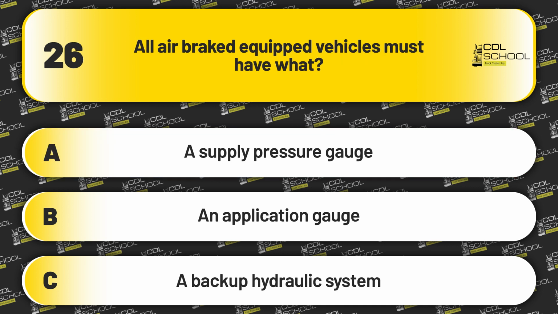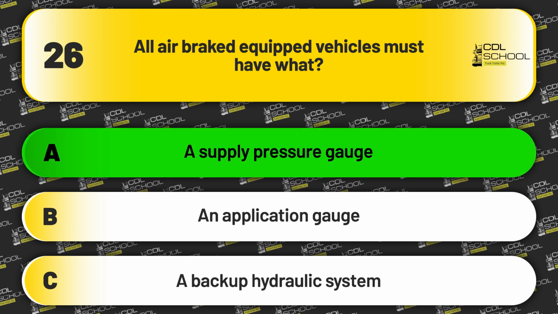All air brake-equipped vehicles must have what? A, a supply pressure gauge, B, an application gauge, C, a backup hydraulic system. The correct answer is that all air brake-equipped vehicles must have a supply pressure gauge. So the correct answer is a supply pressure gauge.